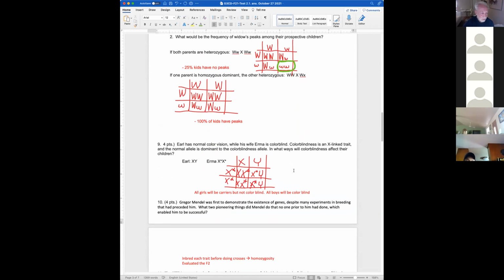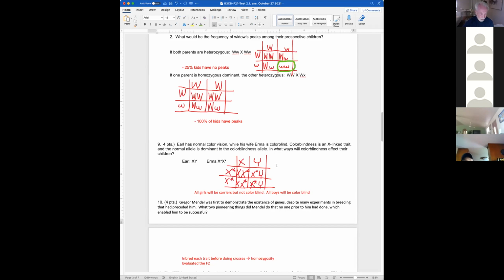The next one is about Earl and his wife, Emma. Earl has normal color vision. His wife is colorblind, and color blindness is an X-linked, in other words, sex-linked trait. And the normal allele is dominant. So we know that Earl, being a male, has only one X, and this is an X-linked trait. So his X is wild type, and his other chromosome, Y, has nothing to do with color blindness.